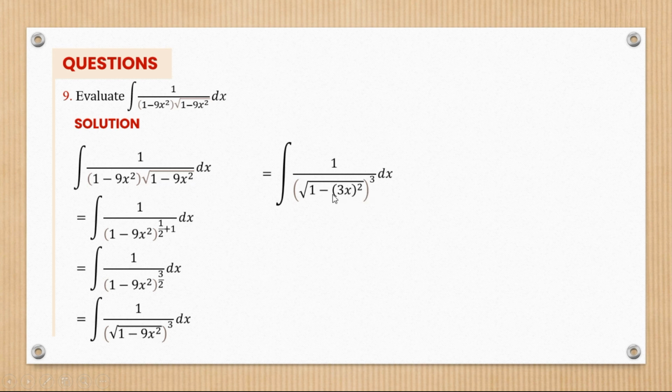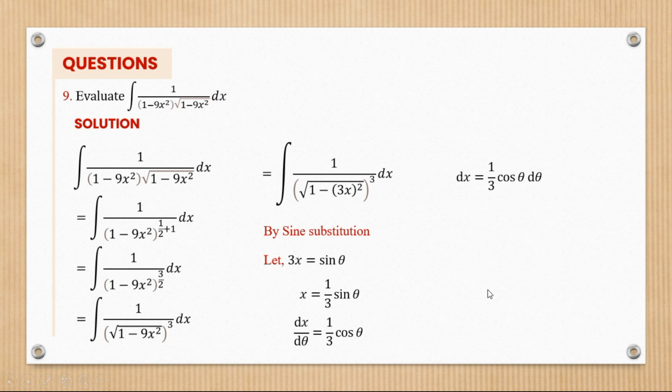This is one that will need sine substitution, as you can already see. So by sine substitution, we're going to let 3x be equal to sine theta, and therefore if we make x the subject, x is equal to a third sine theta. If we differentiate that, dx over d theta is equal to a third cos theta. Then if we make dx the subject, dx is equal to a third cos theta d theta. And if we make theta the subject, theta is equal to sine inverse of 3x.